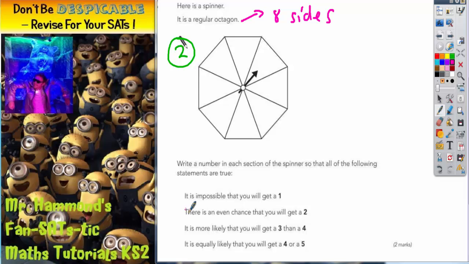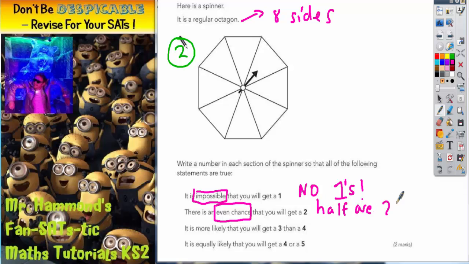So, statement number 1, it is impossible that you will get a 1. Therefore, we can have no 1s. We're not allowed to have any 1s. There is an even chance that you'll get a 2. Well, if it's going to be an even chance, it must mean half of the numbers are 2s.